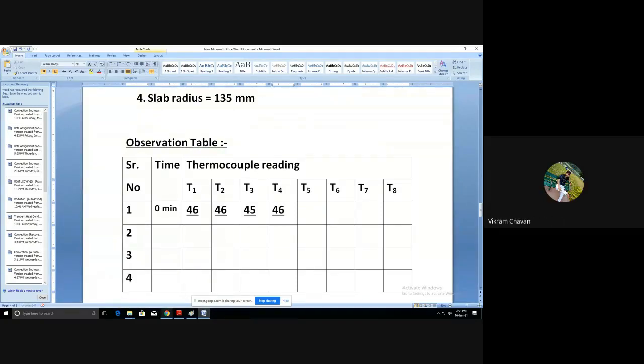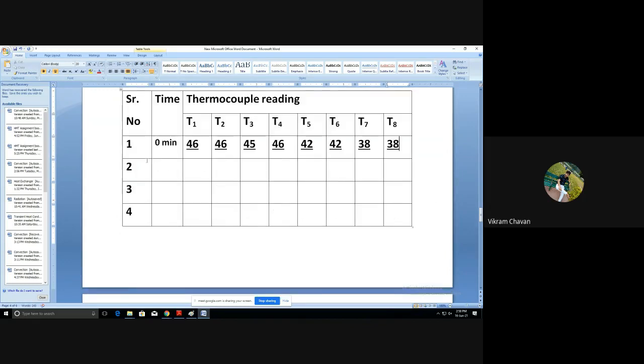T4 46. T5 42. T6 42. T7 38. And T8 also 38. Okay, then after 5 minutes, the 5 minute reading.